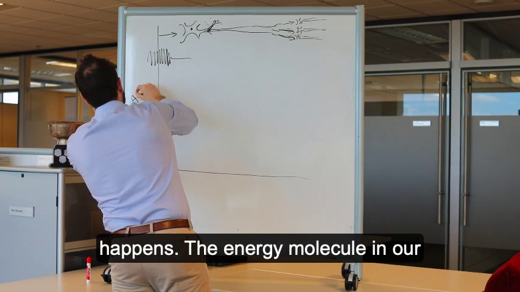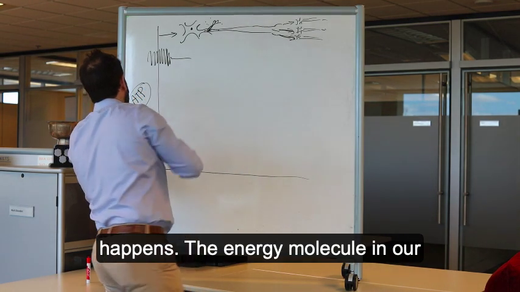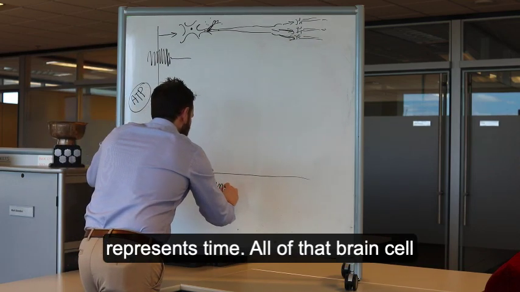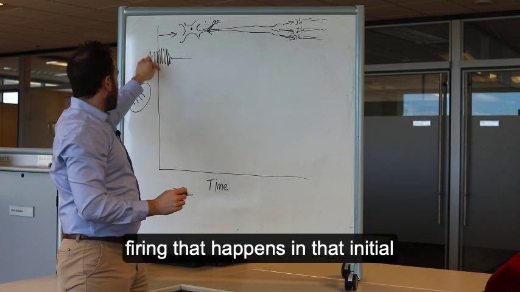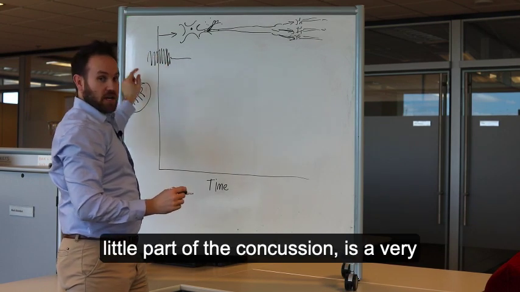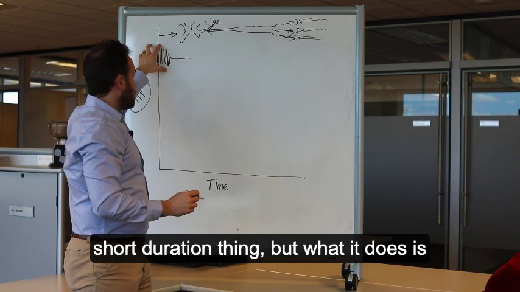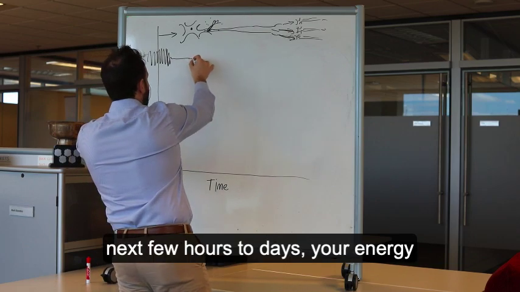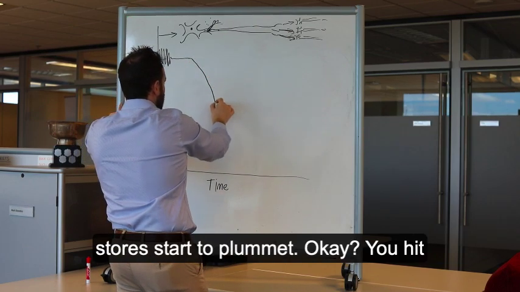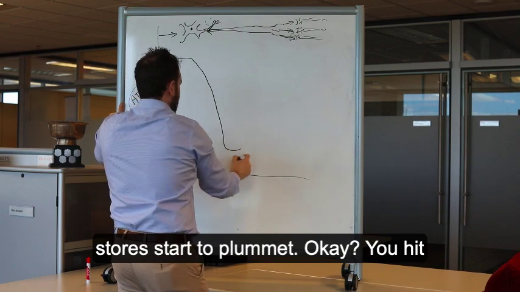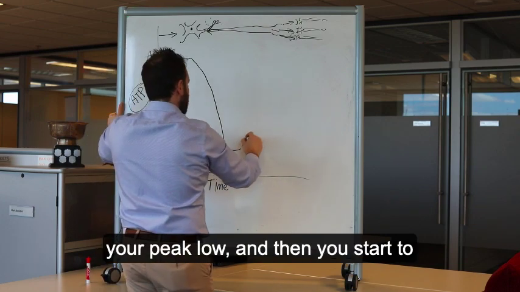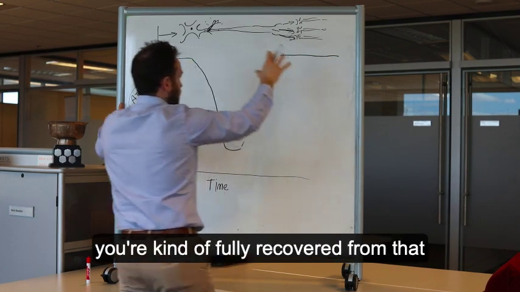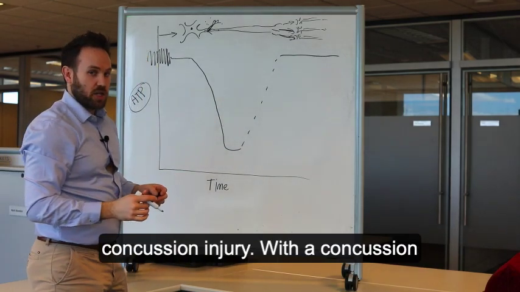Then, this is what happens. The energy molecule in our brains is called ATP. This down here represents time. All of that brain cell firing that happens in that initial little part of the concussion is a very short duration thing. But what it does is it burns a lot of energy. So over the next few hours to days, your energy stores start to plummet. You hit your peak low, and then you start to rebuild those energy stores back up until you're back up to here, and then you're kind of fully recovered from that concussion injury.